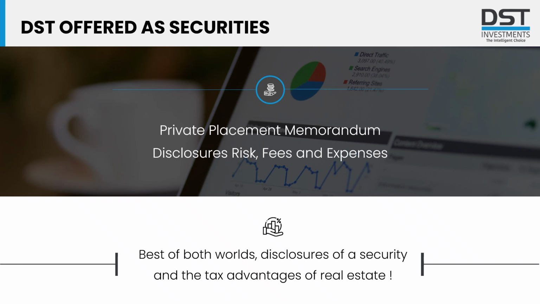Most DST offerings are available only to accredited investors. Generally, this means having a net worth of more than $1 million, excluding a primary residence, or meeting certain income requirements. Some trusts, businesses, and other entities may also qualify. For eligible investors, DSTs combine the disclosure requirements of a security offering with the potential tax advantage of direct real estate ownership through a Section 1031 exchange.